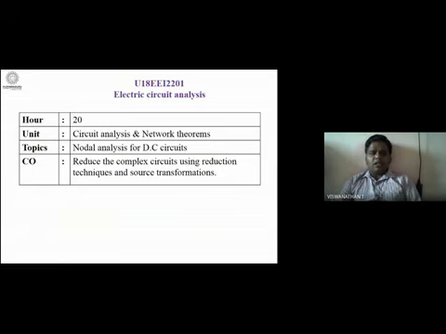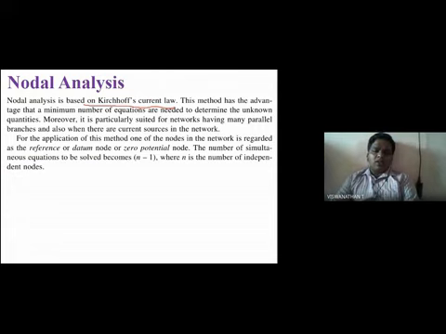So what is nodal analysis? Nodal analysis is one of the network reduction techniques. It is based on KCL. We all know what KCL is. KCL defines that at any node or junction, the algebraic sum of current entering the particular node is equal to the algebraic sum of current leaving the node.